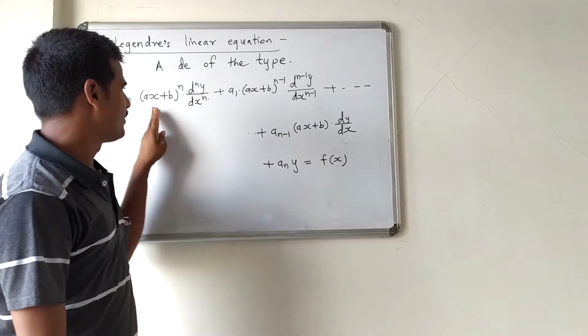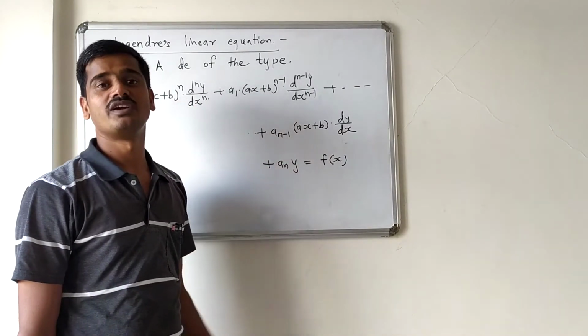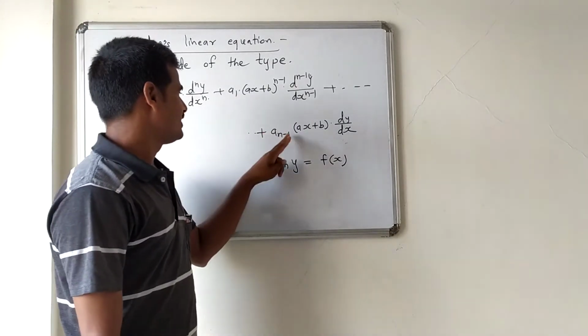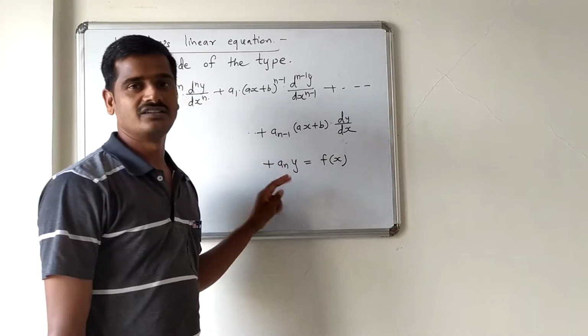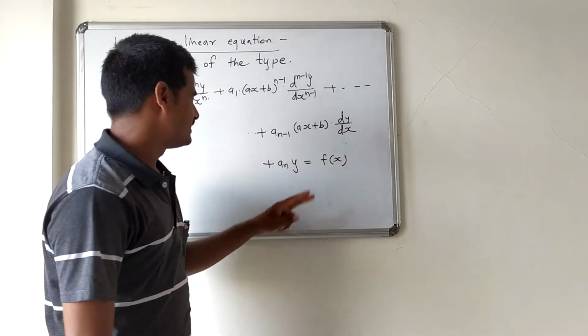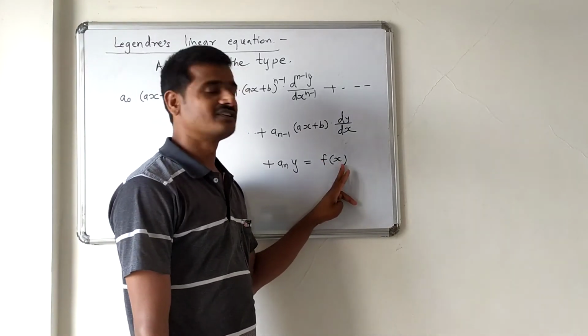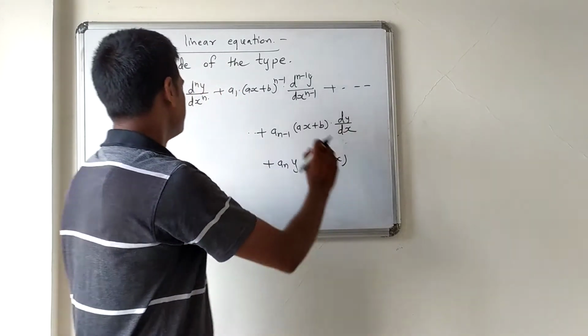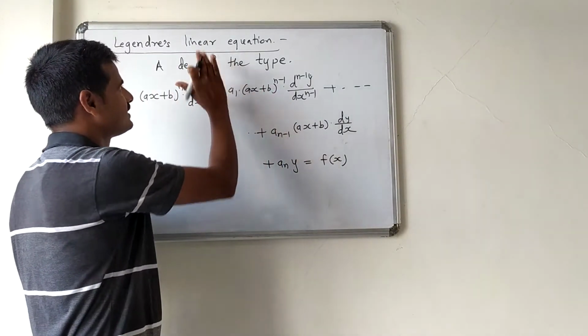It is a linear differential equation with variable coefficients. Here a naught, a1, a2, a(n minus 1) and an are constants, and f of x is a function of x on the right hand side. So this is the form of Legendre's linear equation.